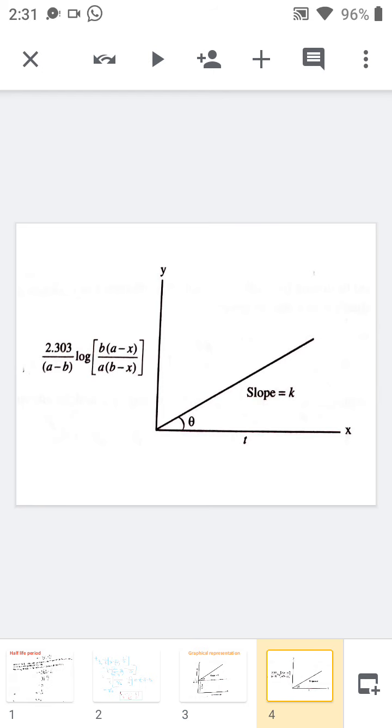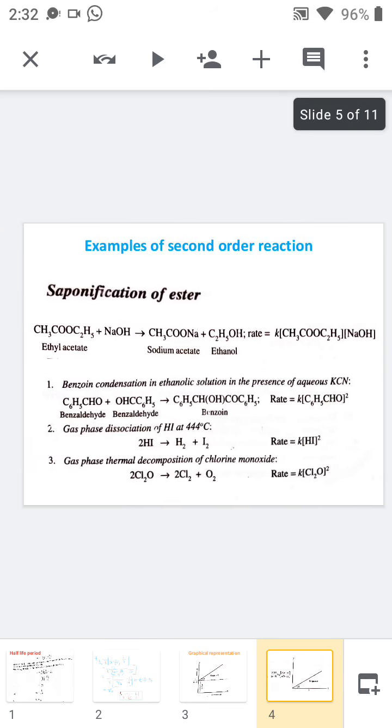Now if our integrated rate expression is for a second order reaction having two different reactants, then in the graphical representation the x coordinate is t and the y coordinate is 2.303/(a−b) × log[b(a−x)/(a(b−x))].